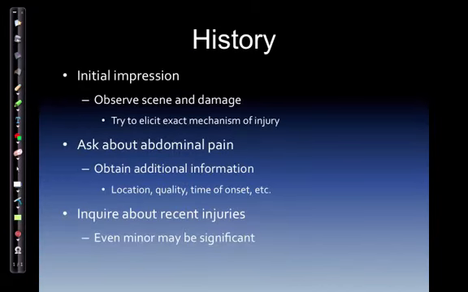History and initial impression. Observe the scene and damage, and try to elicit any kind of mechanism of injury. Ask patients and bystanders about this. Ask about abdominal pain and obtain additional information, using OPQRST: location, quality, radiation, does anything make it better or worse, recurrence of the pain, severity, and time of onset. Inquire about any other recent injuries, as even minor ones may be significant. Be aware of pain referral patterns.